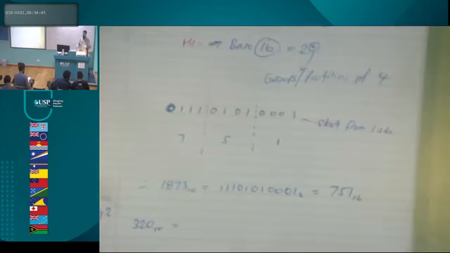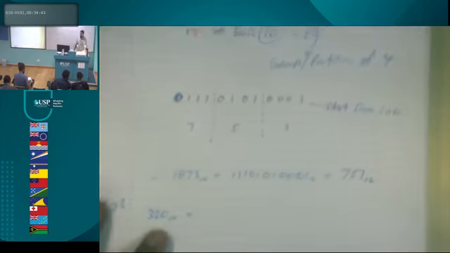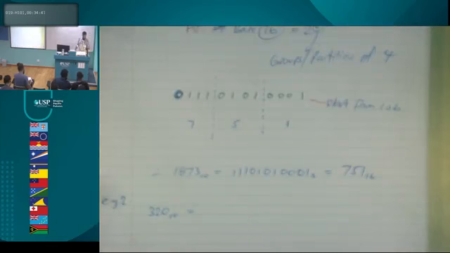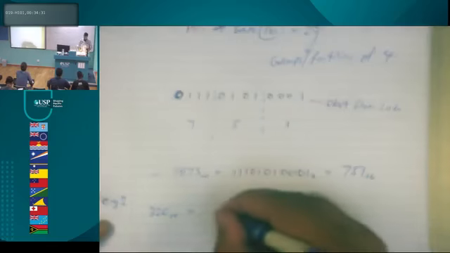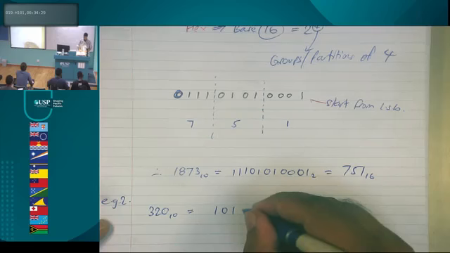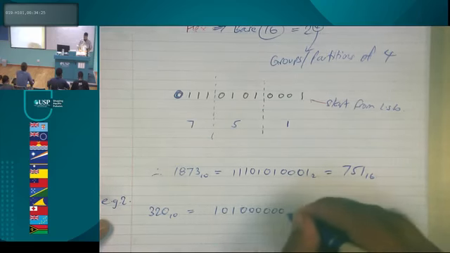So this will save us time. Can you call out from our previous example, what is the binary equivalent of 320? 101, then 6 zeros, 1, 2, 3, 4, 5, 6, base 2.